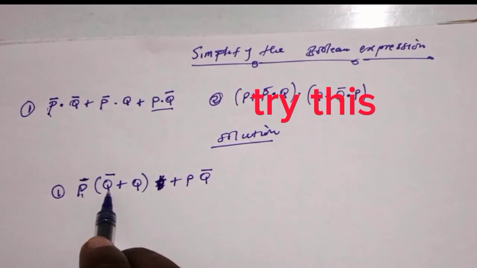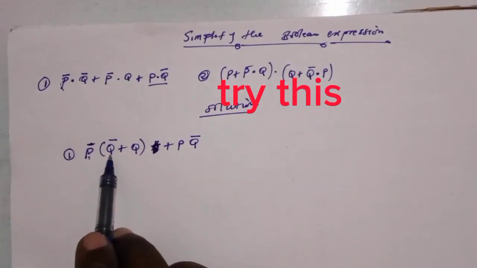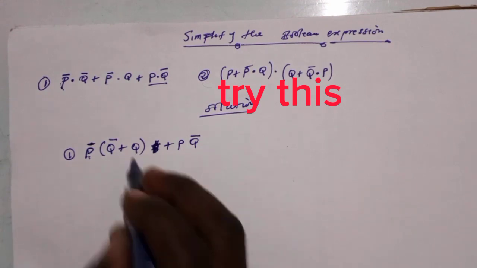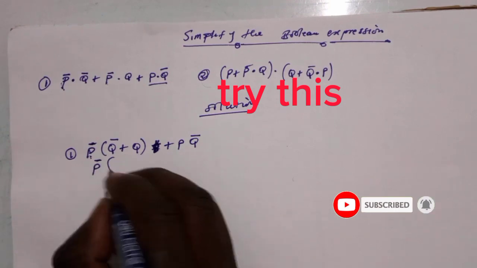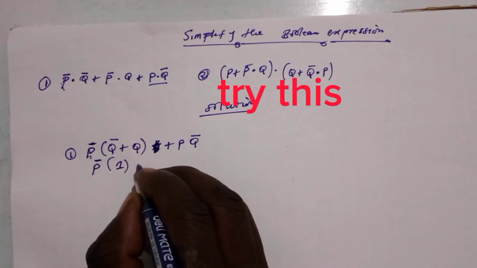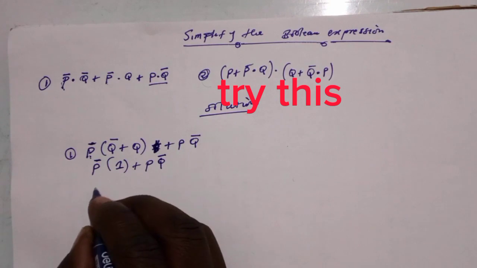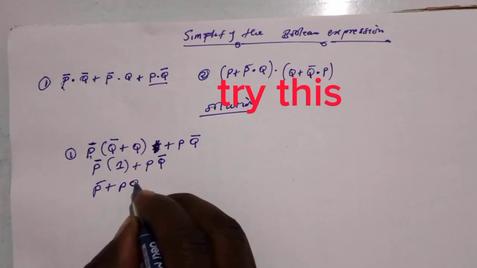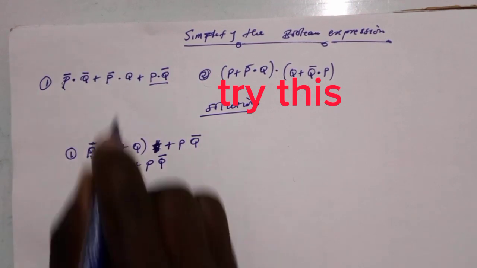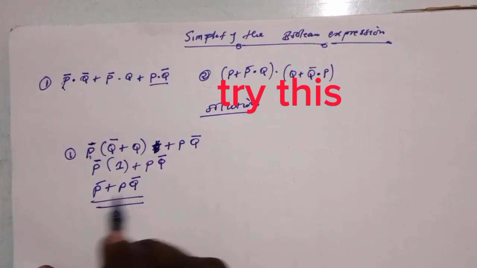Here, if you can see, there's the law of sum which says A plus A bar is equal to 1. So here we have Q bar plus Q, which is 1. So here it means we have P bar open 1, then plus P Q bar. So the expression will be P bar plus P Q bar. This is our answer for this question. It can never be simplified because there is no letter which is common here.